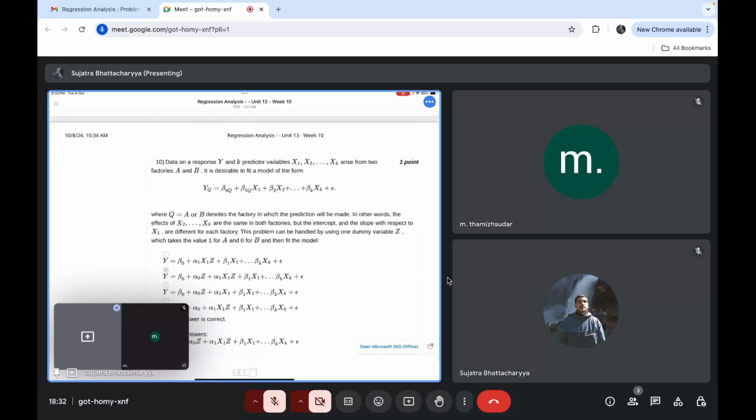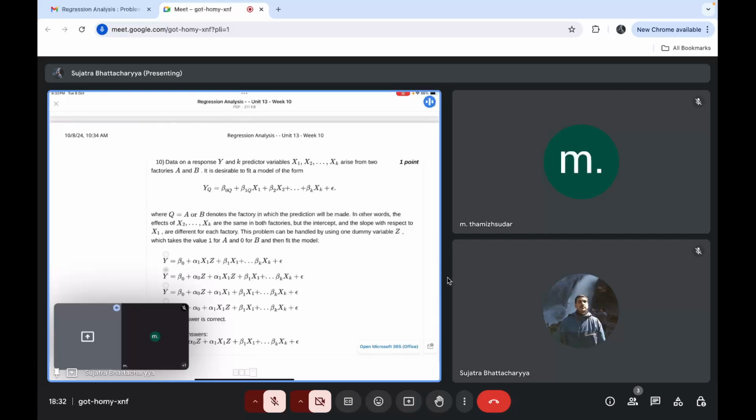Let's come to the 10th question. Data on a response y and k predictor variables arise from two factories. It is desirable to fit a model of the form given here. Just don't worry about this q and all. Where q is equal to A or B, that means that beta naught and beta 1 are of different sets. Q can be 0, q can be 1 also. So as you can see here, 0 0 and 1 0, something like that will come. Something related to the dummy variable.